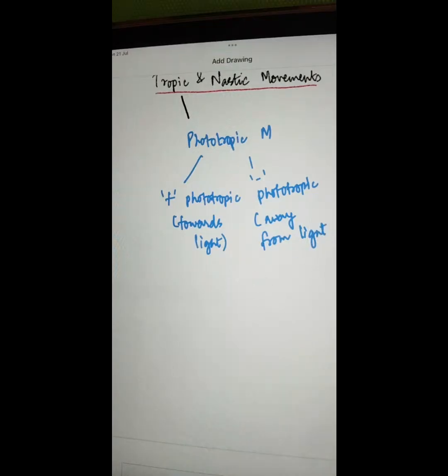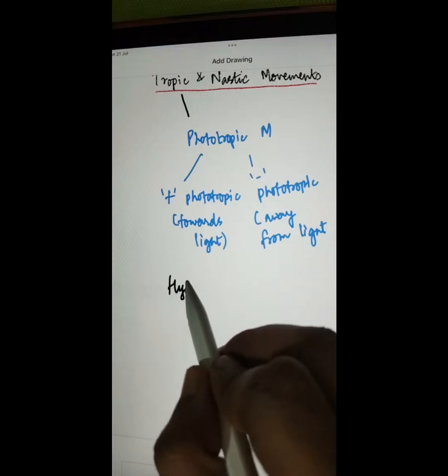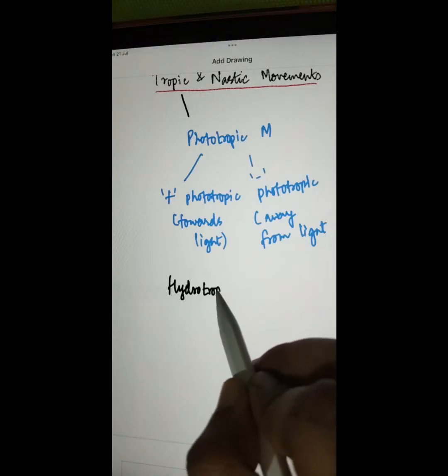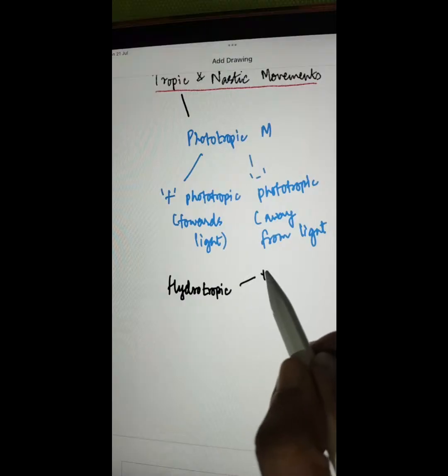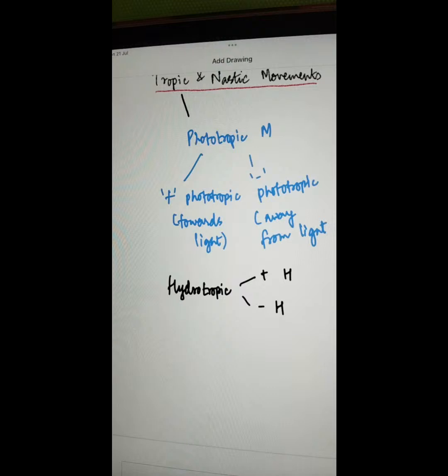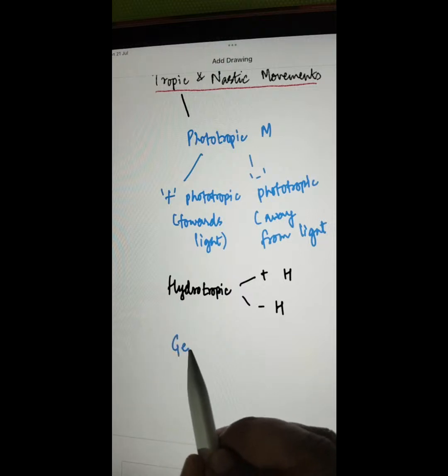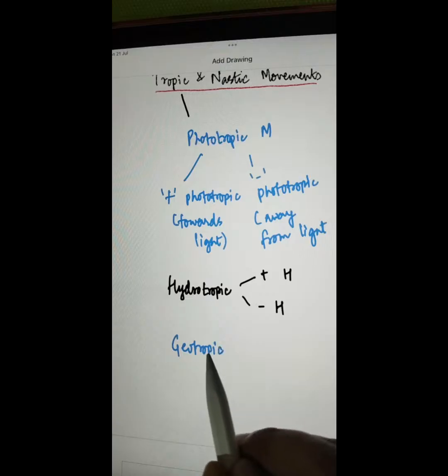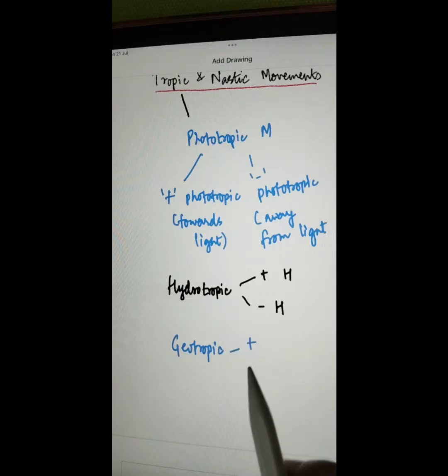Similarly, we can do for hydrotropic movements as well. So hydrotropic movements could be named as positively hydrotropic or negatively hydrotropic. Geotropic movements are also known by two terms, positively geotropic and negatively geotropic. The first three tropic movements, phototropic, hydrotropic, and geotropic, are always referred to with positive and negative terms.